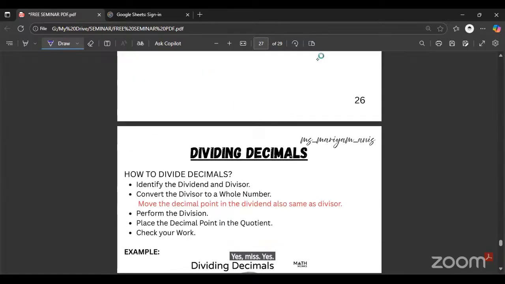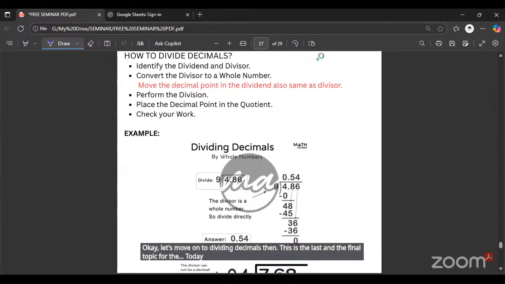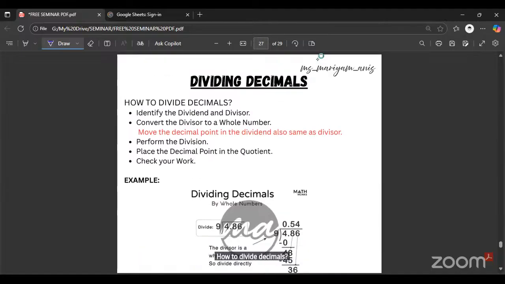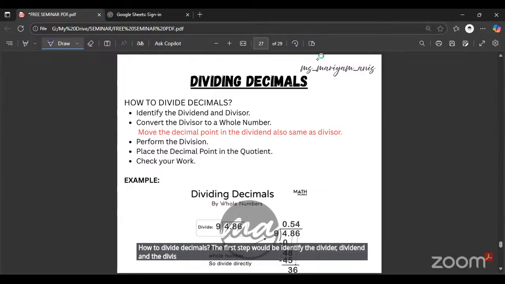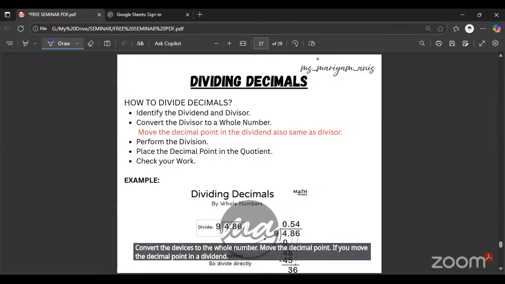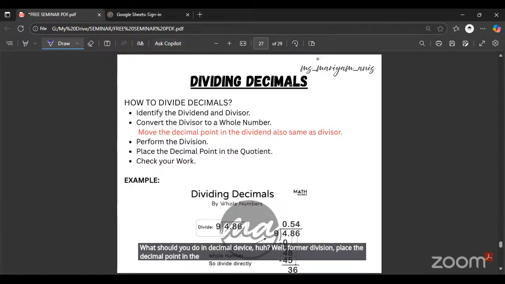Okay, let's move on to dividing decimals then. This is the last and final topic for today. How to divide decimals. Your first step would be to identify the dividend and the divisor. Convert the divisor to a whole number. Move the decimal point. If you move the decimal point in the dividend, you also should do it in the divisor. Perform the division. Place the decimal point in the quotient. Check your work.